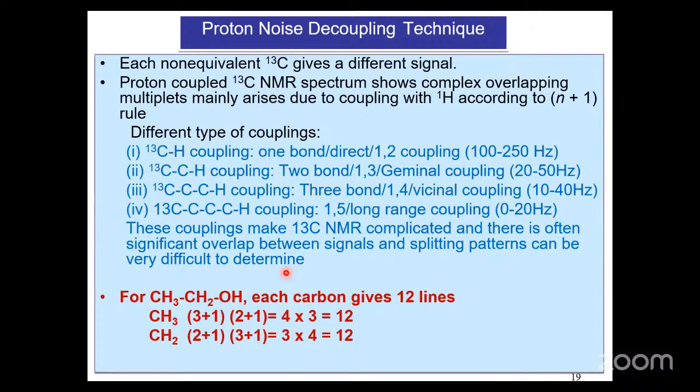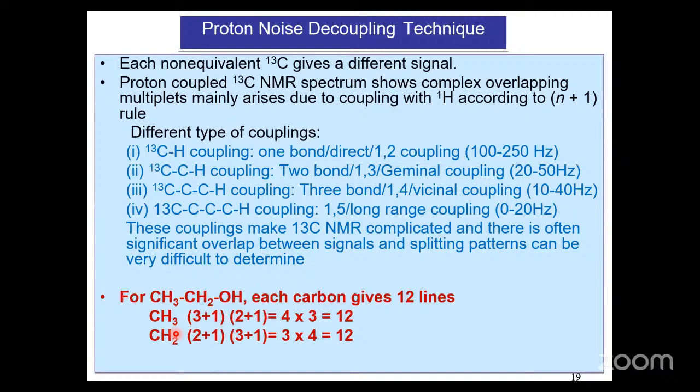Let us take one example, ethanol, the simple ethanol molecule. Now it contains two carbons, so only two peaks you should observe, isn't it? But if you see the proton coupled C13 NMR, you will see 12 peaks due to the CH3 and 12 peaks due to the methylene carbon. So in total 24 peaks you will get for the proton coupled spectrum.